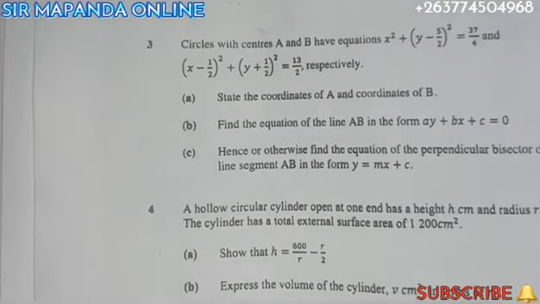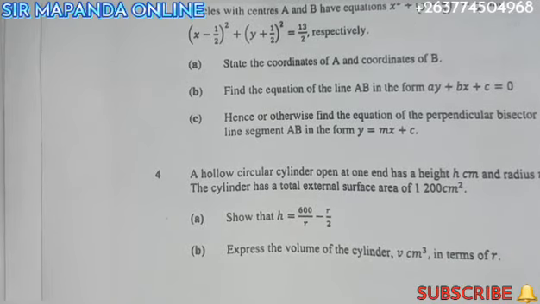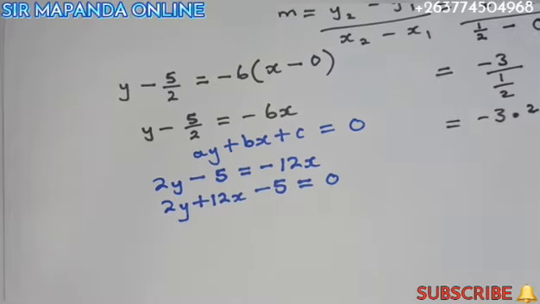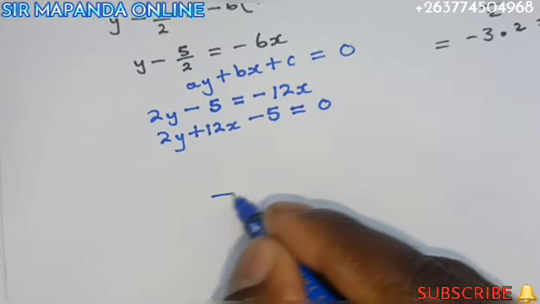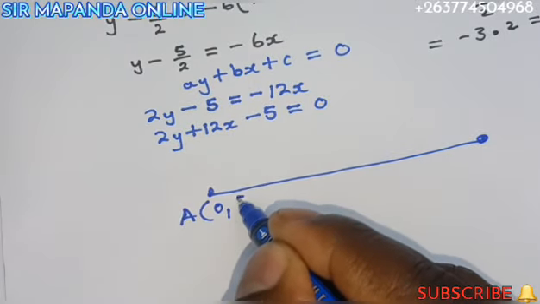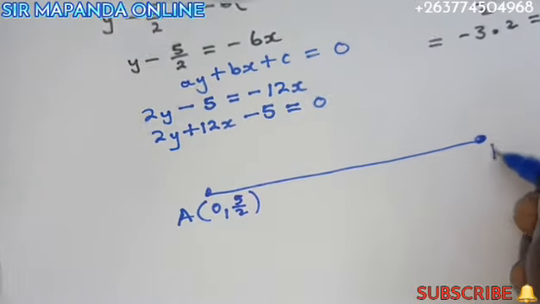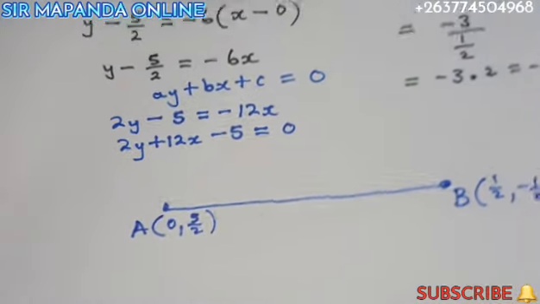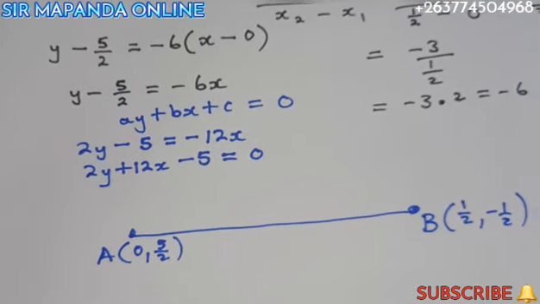Now moving on to part C of the question. Hence or otherwise, find the equation of the perpendicular bisector of the line segment AB in the form y is equals to mx plus c, 4 marks. Right, what is a perpendicular bisector of AB? Remember, AB is a line. Right, A has coordinates 0 and 5 over 2. Then B has coordinates half and minus half. Something like this. I hope you are following, class.